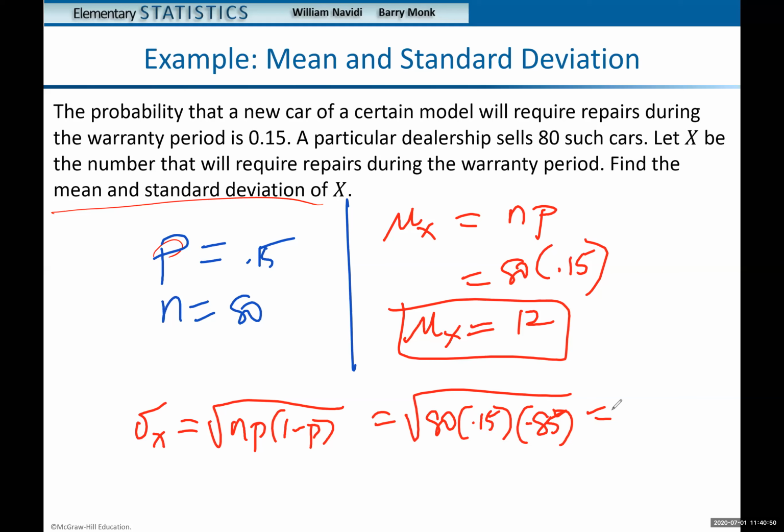What is the answer? Yes, that is correct. So again, don't forget those formulas to solve for the mean and standard deviation for binomial distribution. Any questions?